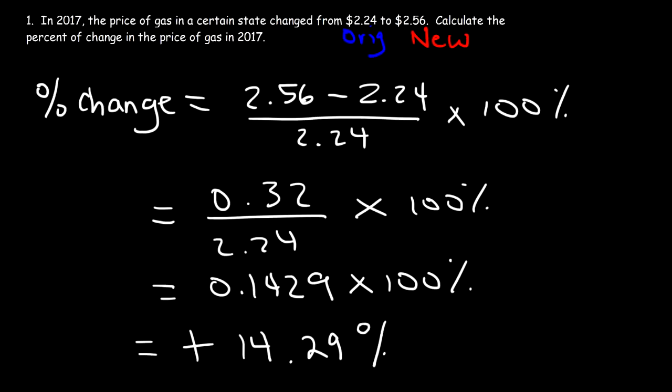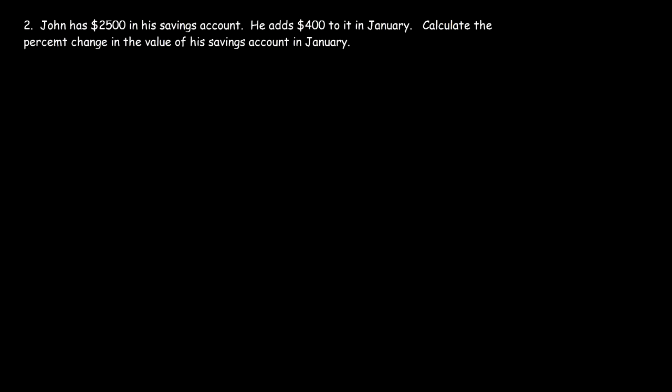So that's the percent change or percent increase in the price of gas in 2017 in that state. Number 2, John has $2,500 in his savings account. He adds $400 to it in January. Calculate the percent change in the value of his savings account in January. So feel free to take a minute and work on that problem.